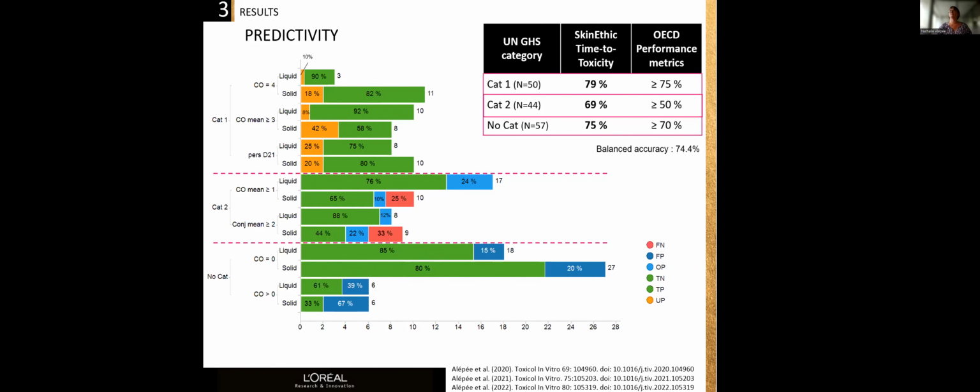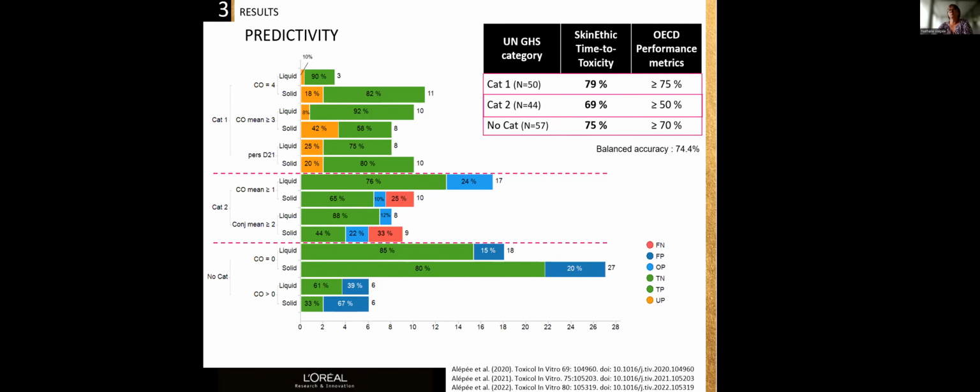Here you could see in this graph the representation per category and then by the driver of classification and either liquids and solids, how each category of chemicals per driver performs.